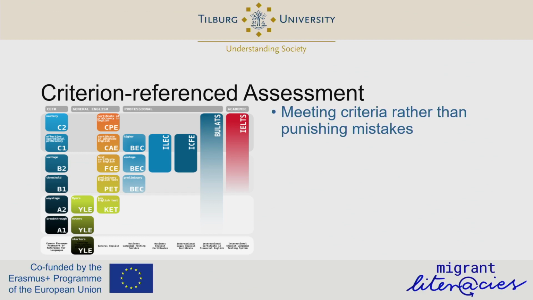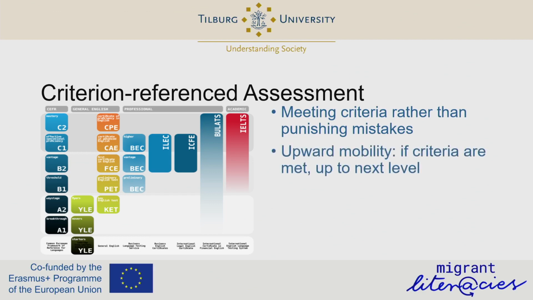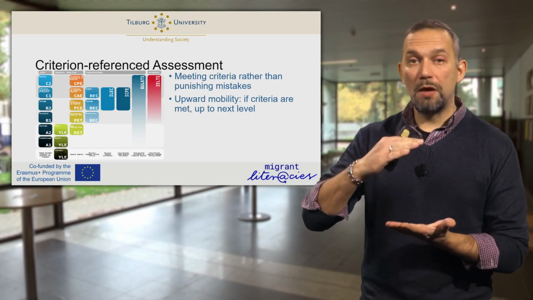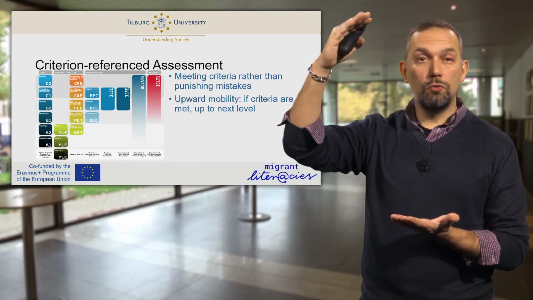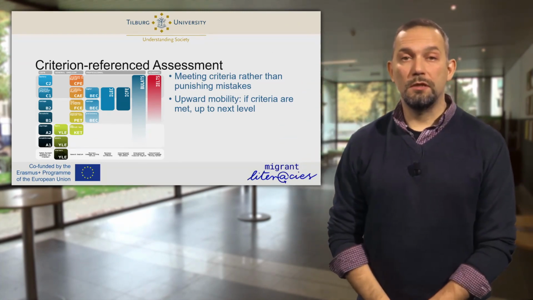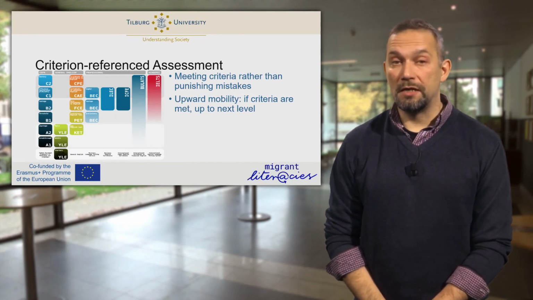We also focus on upward mobility. What does it mean? If a criteria has been met, then my student can actually move at the next level, from A11 to A12, all the way to, hopefully, level C, the native level or native-like level.